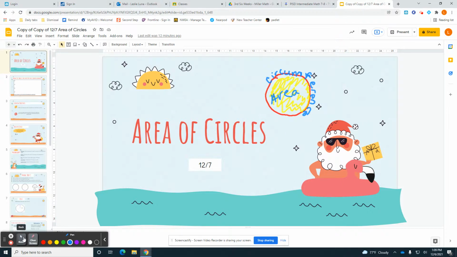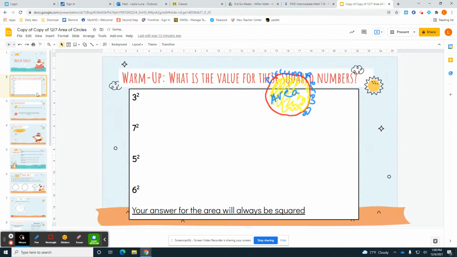All right, so we're gonna go ahead and get started with our warm up. So this is your warm up for today. It says, what is the value for these squared numbers? So give you time to do that. You should know this from last year.